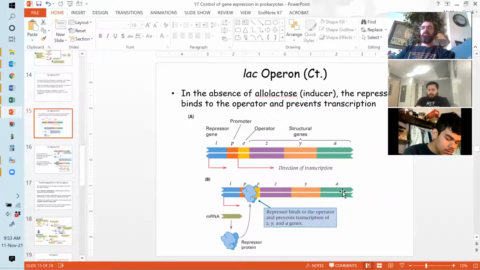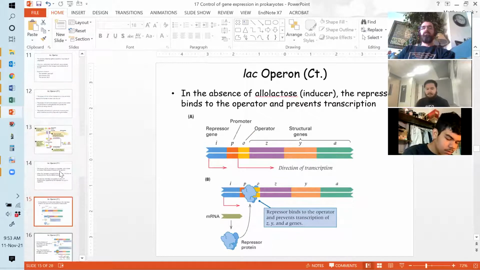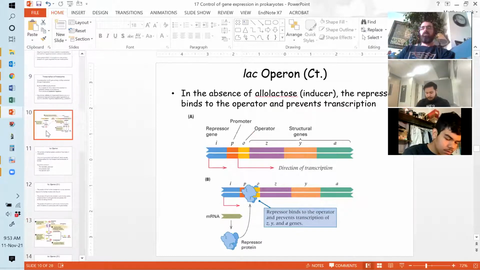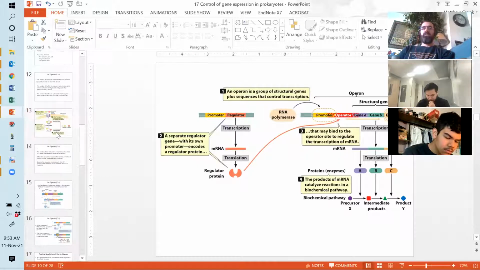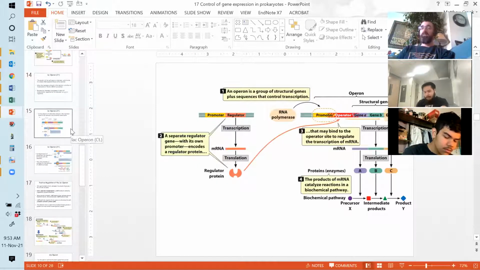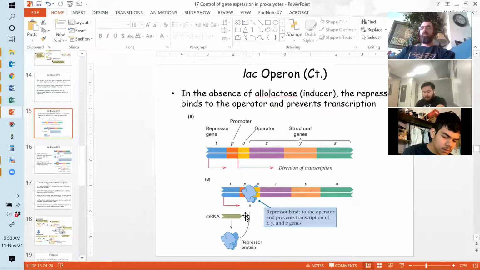Maricela, I'll get to your question in a moment. Right, we have the repressor gene, which is the regulator. In this case, it's actually right next to the lac operon. We have the promoter, where RNA polymerase binds. We have the operator, where the repressor binds, and then we have our structural genes.